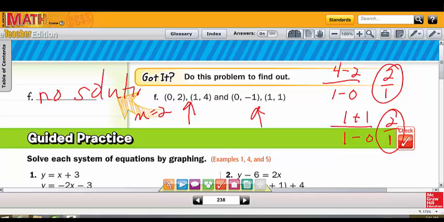Please press pause and do guided practice.